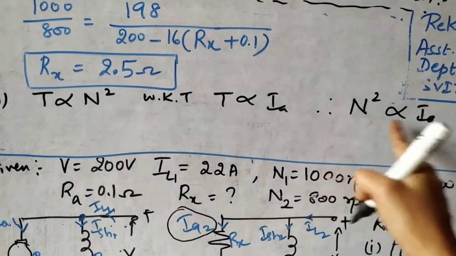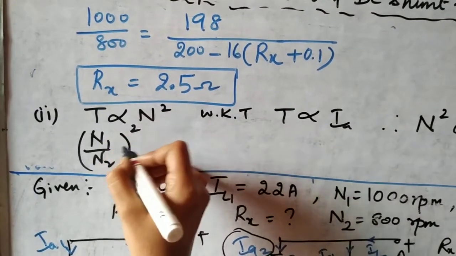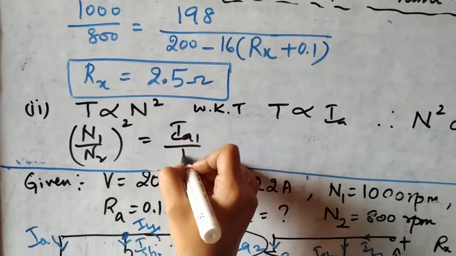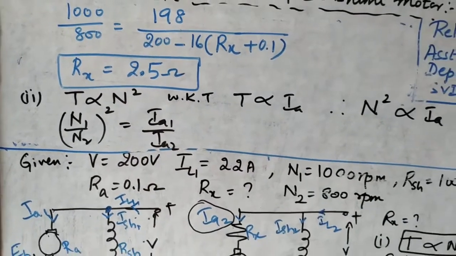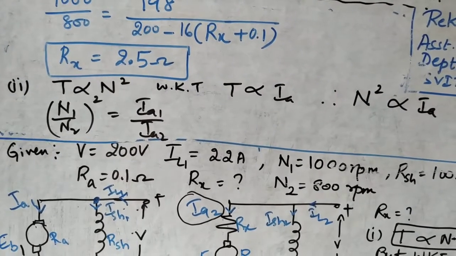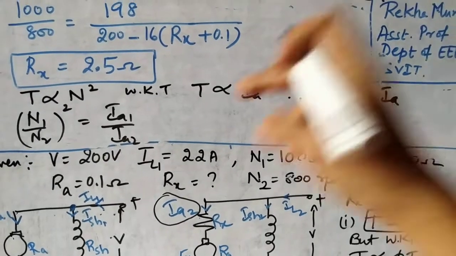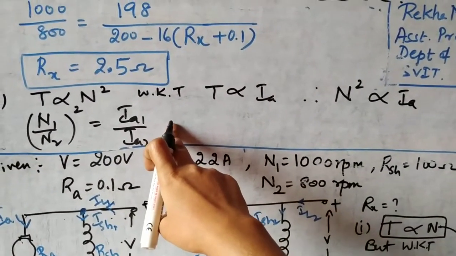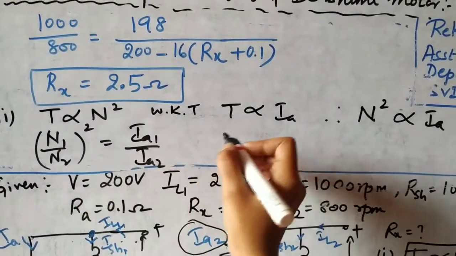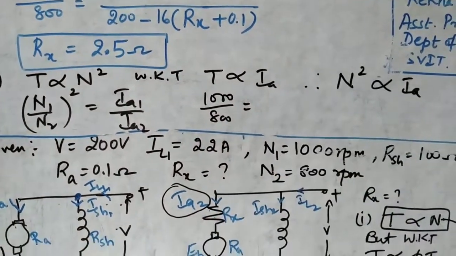So again write down the equation. N1 by N2 whole square is equal to IA1 divided by IA2. Once again, what you will do here is find out the value of IA2. Solve for that. When you substitute 1000 divided by 800 whole square is equal to IA1 divided by IA2.